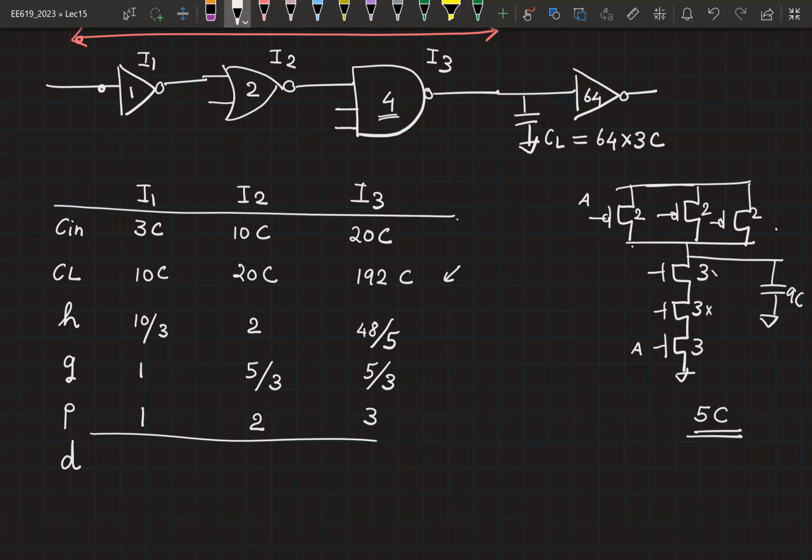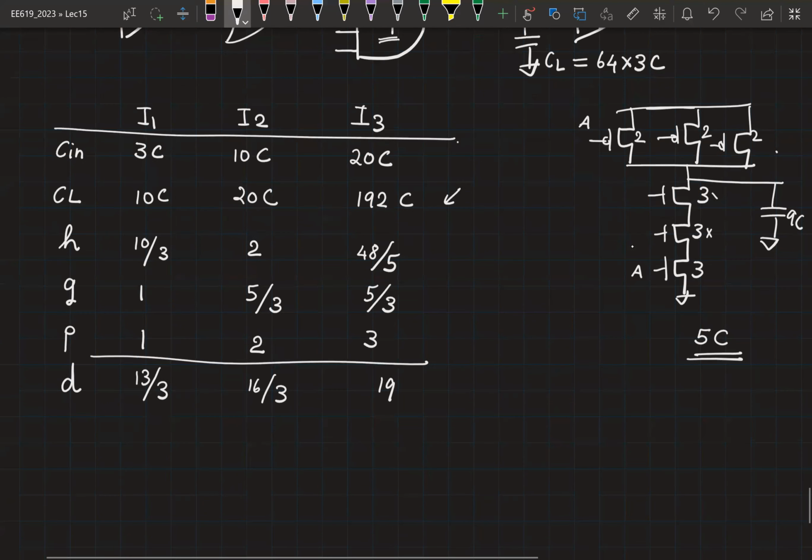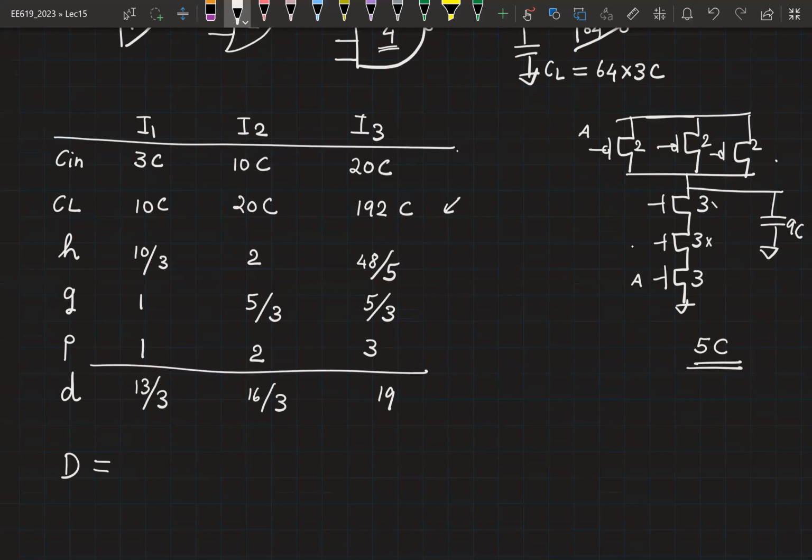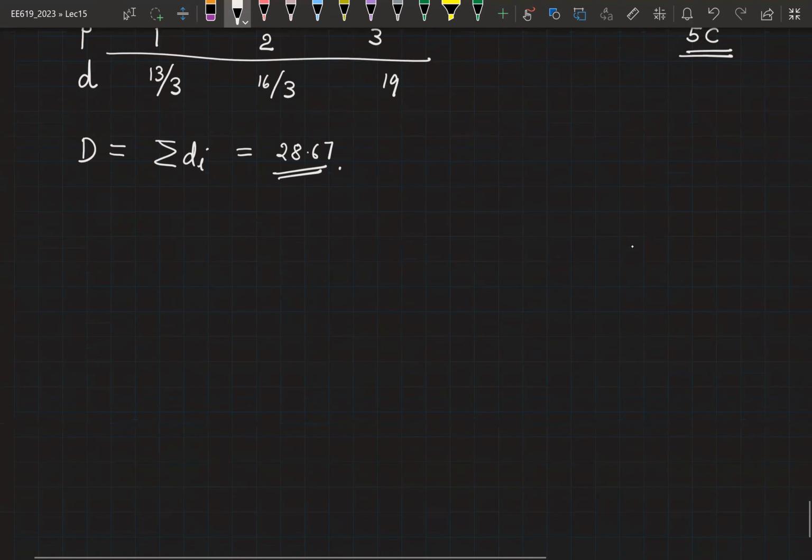So now you can quickly do D is equal to P plus GH. So you should get 13 by 3 here, 16 by 3, and 19 here. So the total delay of this path, which will be the summation of the smaller delays, will give you 28.67. This is okay? So let me give you the next problem to try out.